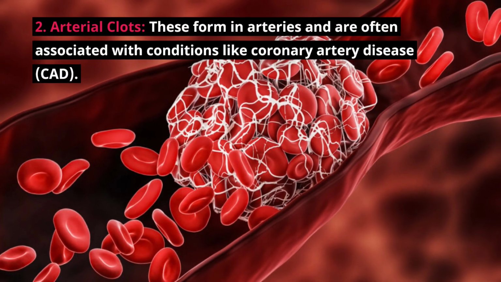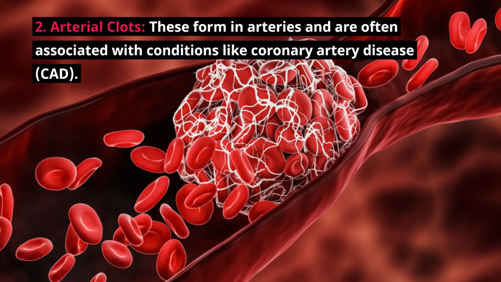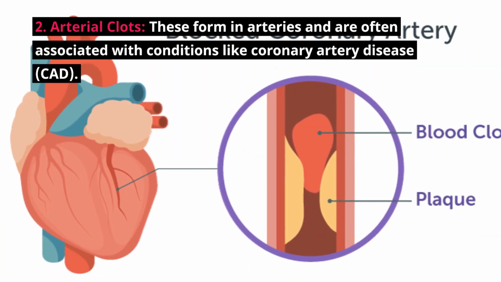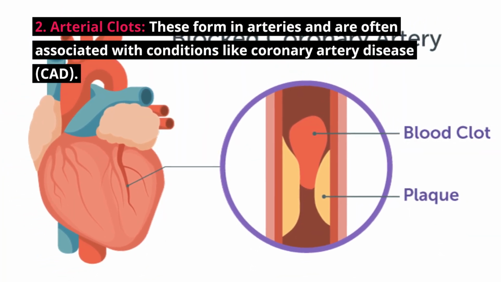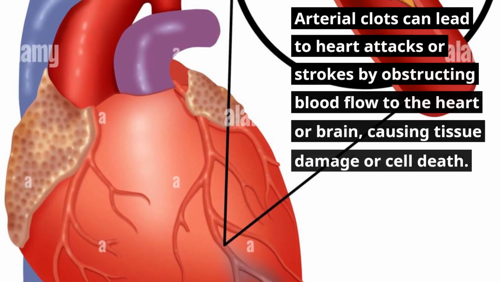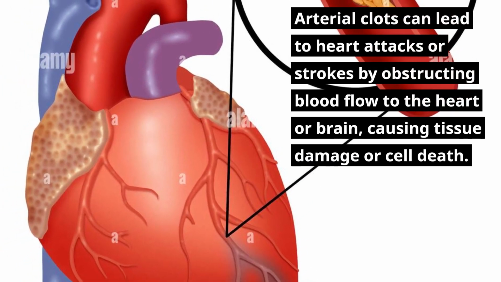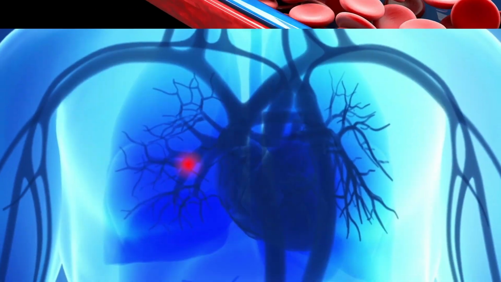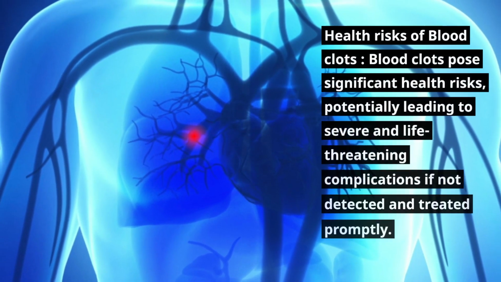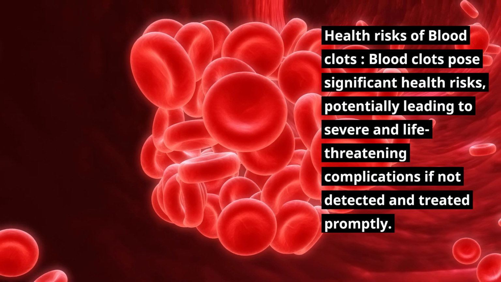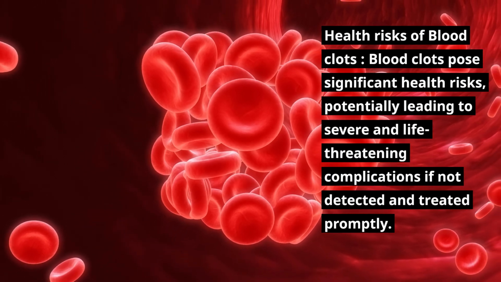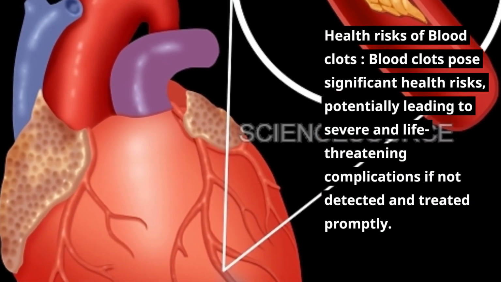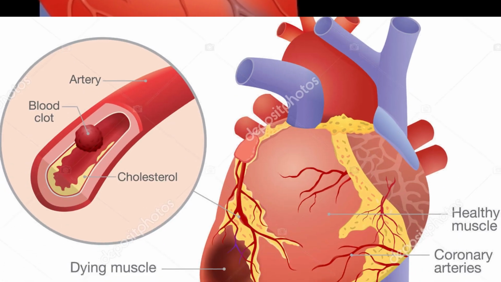2. Arterial clots. These form in arteries and are often associated with conditions like coronary artery disease, CAD. Arterial clots can lead to heart attacks or strokes by obstructing blood flow to the heart or brain, causing tissue damage or cell death. Health risks of blood clots. Blood clots pose significant health risks, potentially leading to severe and life-threatening complications if not detected and treated promptly.